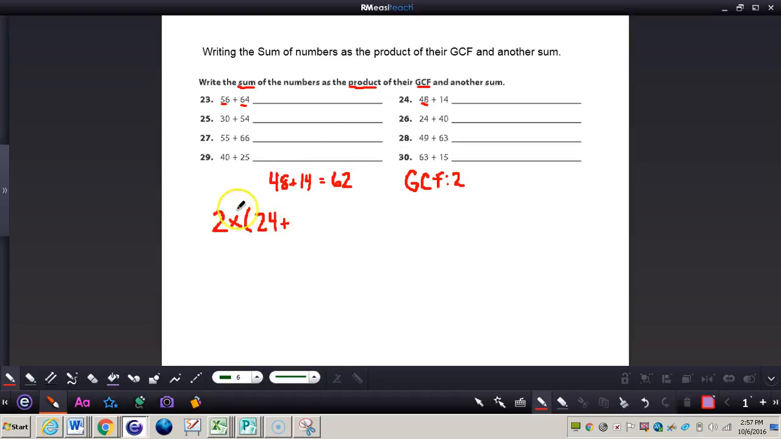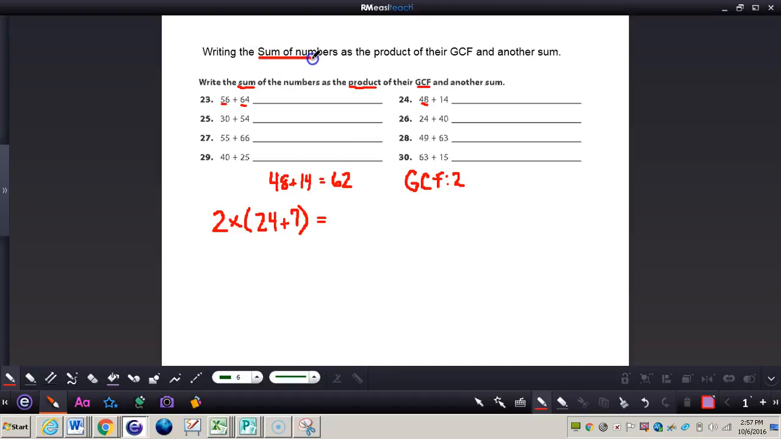We're going to add that to whatever 2 times number equals 14, and that's 7. And that's going to equal, we know that equals 62. 24 plus 7 is 31 times 2 is 62. Why does it have to equal 62?